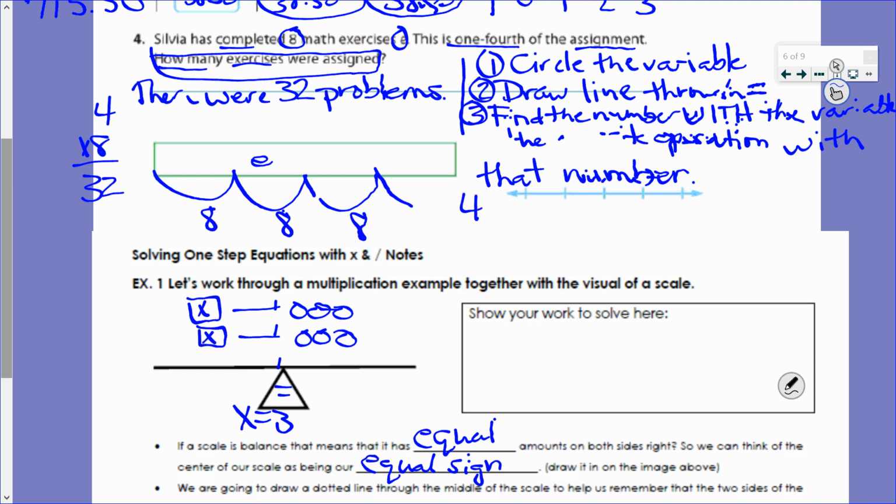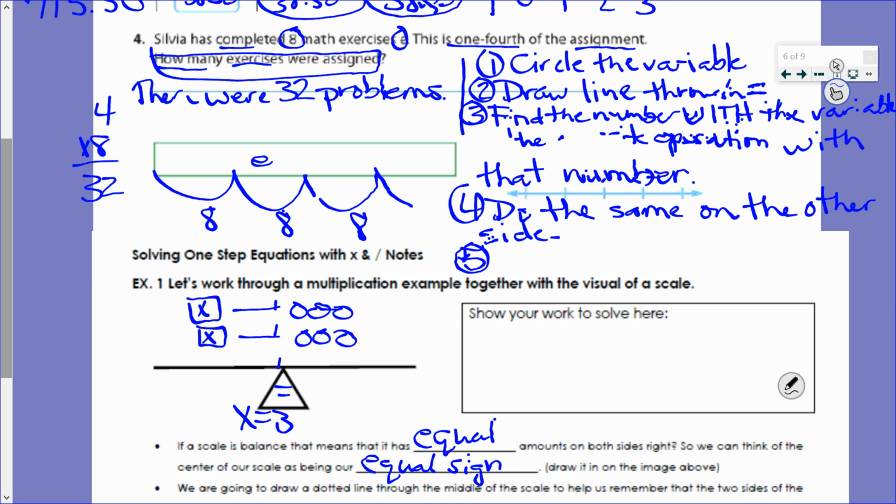Step 4, do the same thing on the other side. And finally, step 5, and this is only if we're dealing with fractions really, is simplify. But remember, we always do our fractions in simplest form.